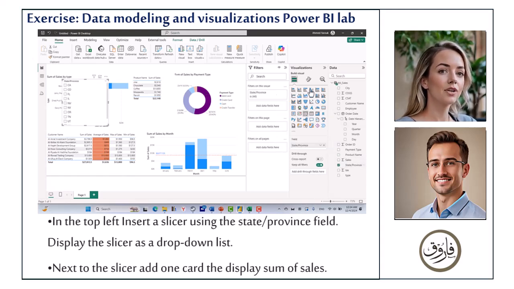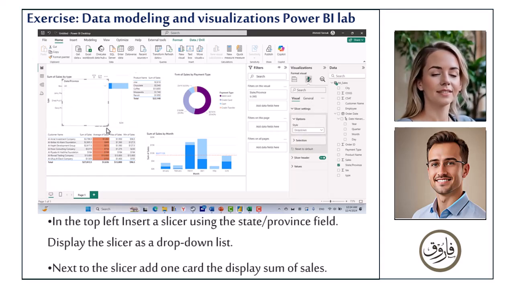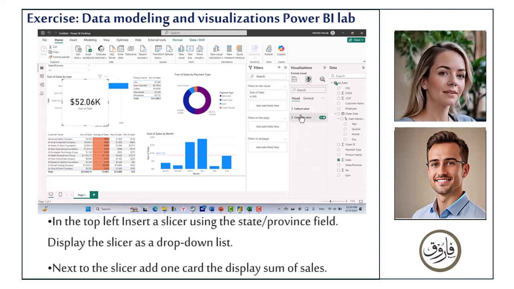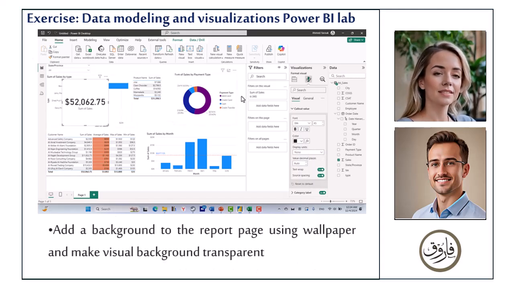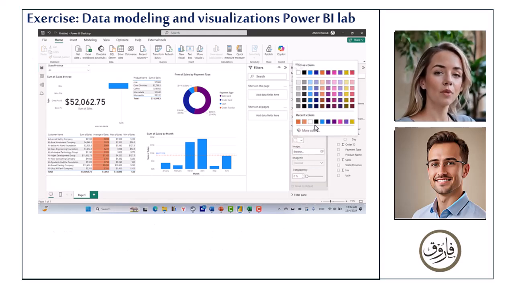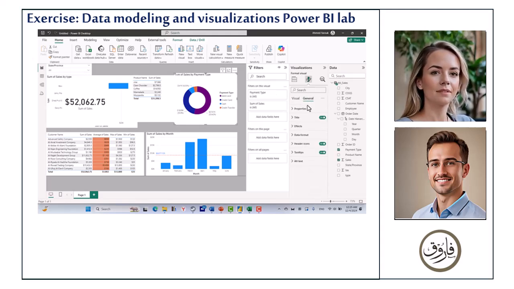For the slicer, use the State field and make it a drop-down list instead of a vertical list. For the card, use the Sales field and ensure the number is displayed without rounded units. Now, let's format the report page background. To do this, click on a blank area, and from the Page Format options, use the Wallpaper setting to change the background. Let's simply select a color.